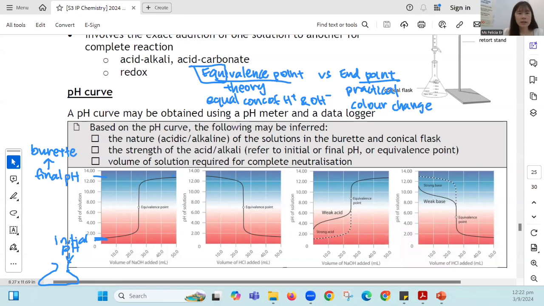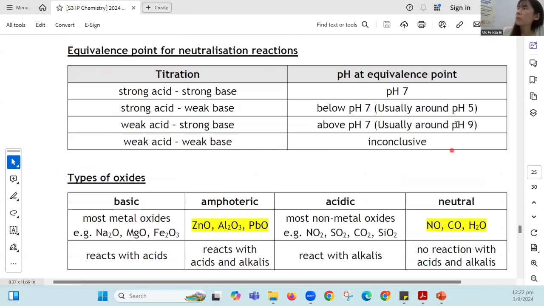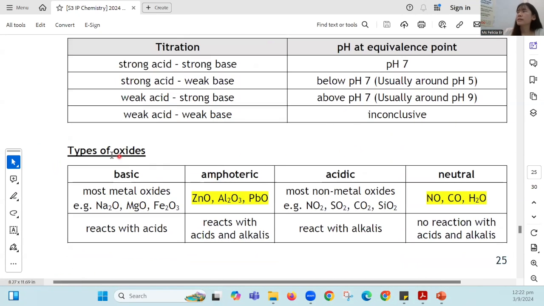Okay, so yep, done for this part. Let's move on. Okay, so what I just mentioned is shown over here. Next, you need to know the different types of oxides.